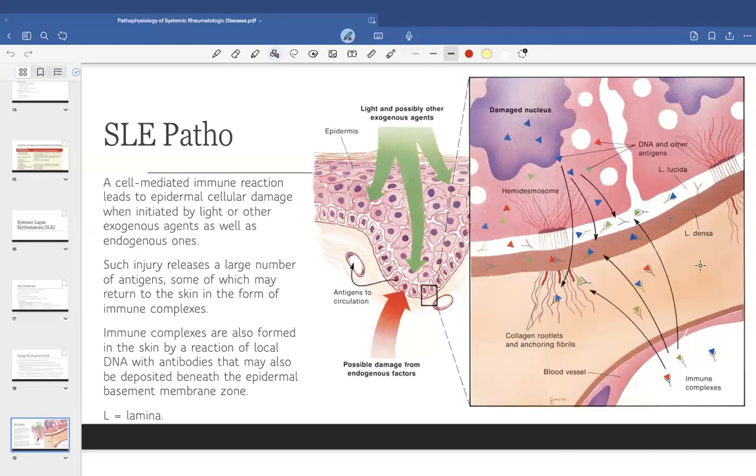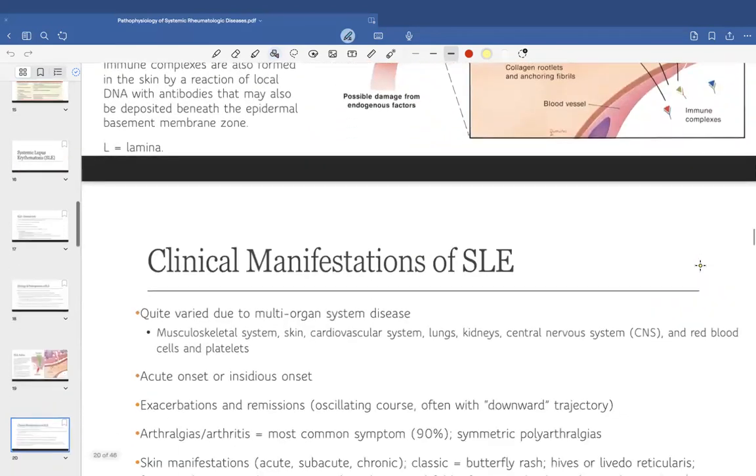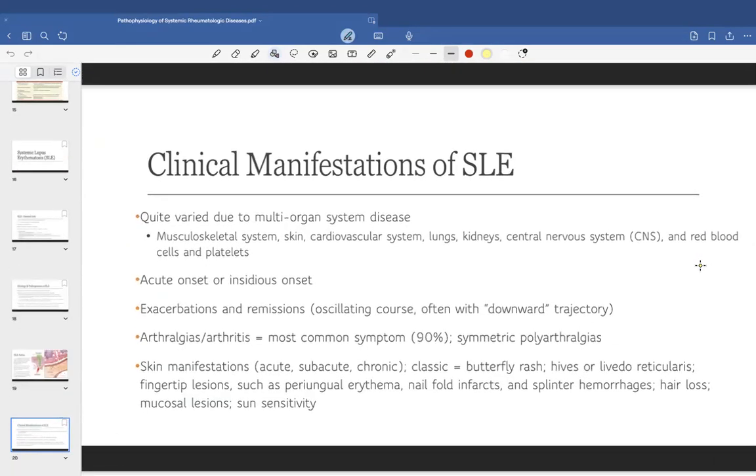So when this exposure hits, it releases a bunch of antigen. Some of that antigen will get into the skin, where immune complexes form. Then some of that antigen and antibody, those immune complexes, will be deposited within the different layers, and that can lead to changes as well. So again, this is a multi-organ system disease.